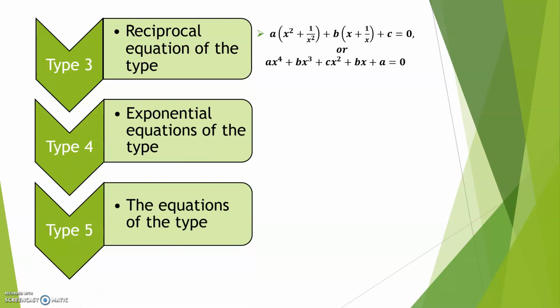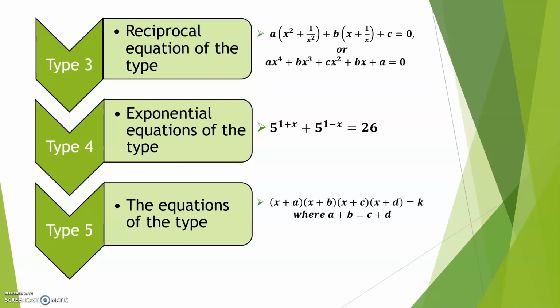Type 4, exponential equations of the type 5 raised to power 1 plus x plus 5 raised to power 1 minus x is equal to 26. And type 5, the equations of the type x plus a into x plus b into x plus c into x plus d is equal to k, where a plus b is equal to c plus d. All these types you have learned in your previous lectures.